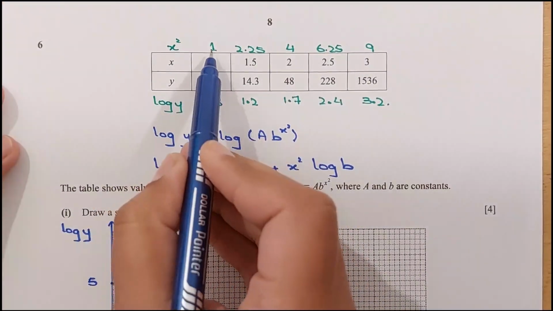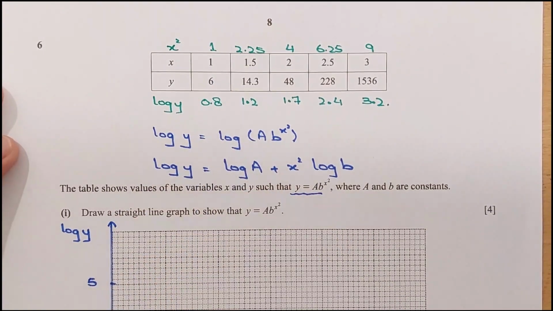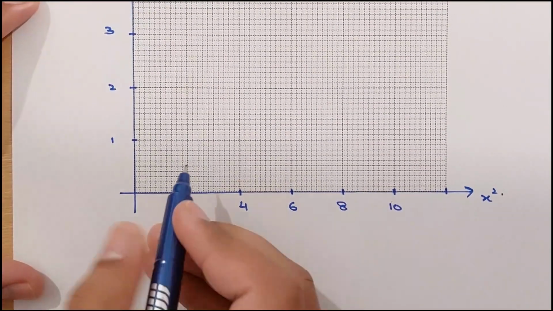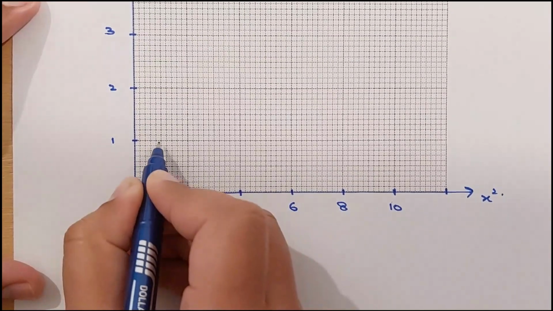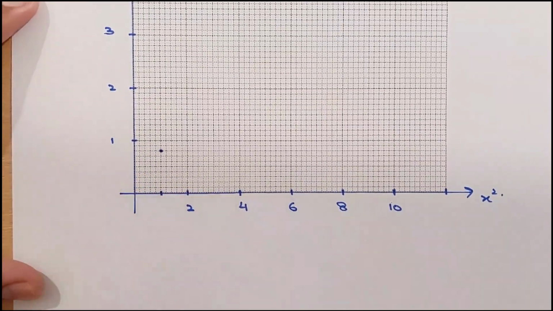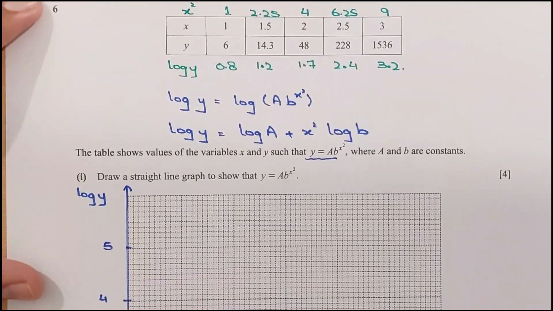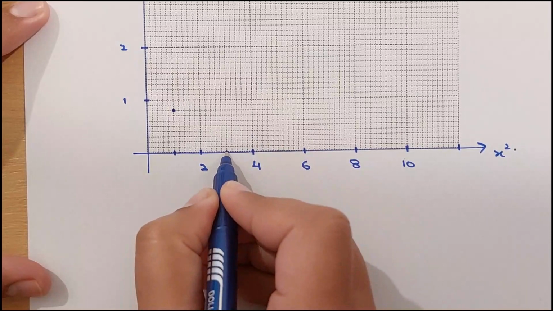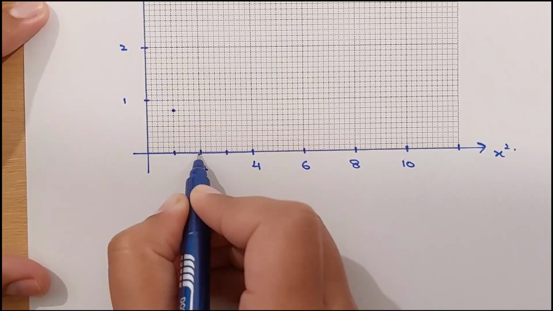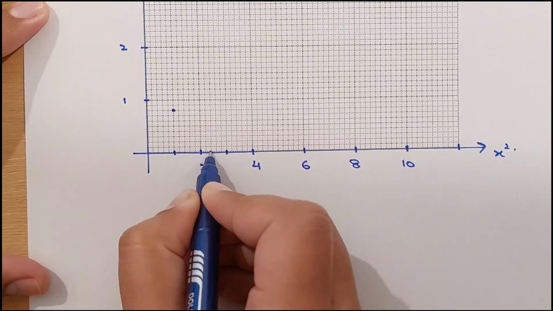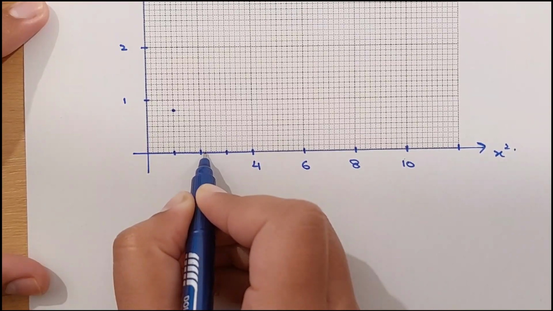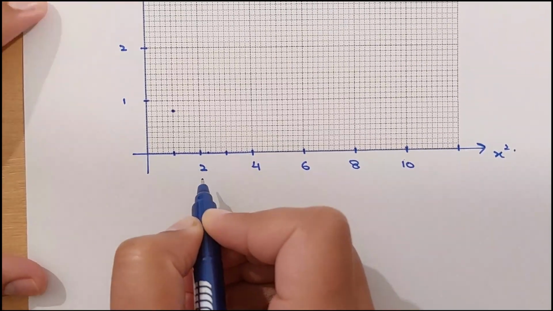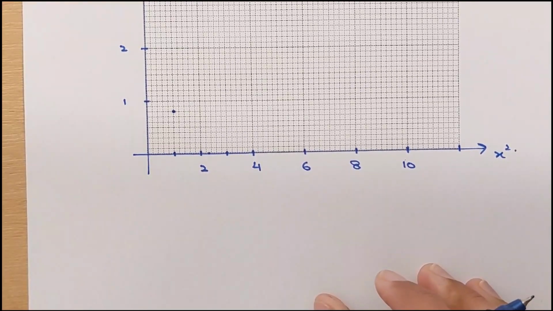Okay, so the first point is 1, 0.8. So where is 1? 1 is over here, and 0.8 is 2 blocks below 1, the first point. Then 2.25, it is 1.2. So between 2 and 3 we have 2.2, 4, 6, 8 and 10, so this is 2.2 and this is 2.25, right? And the value is 1.2.